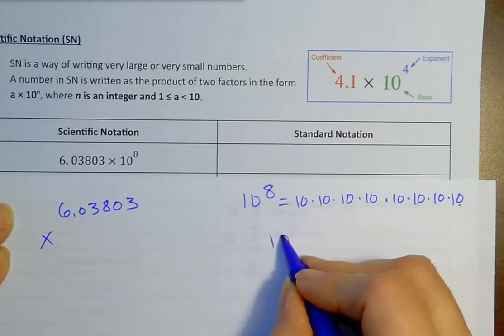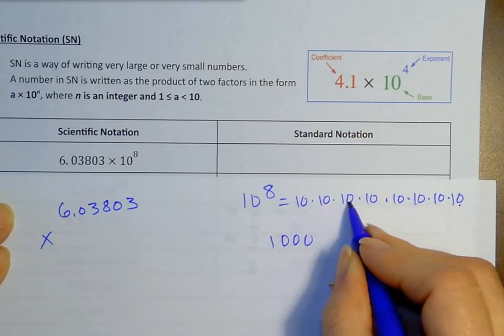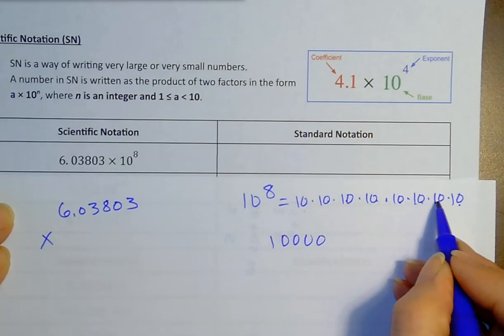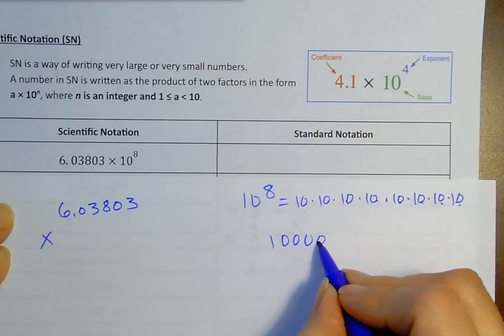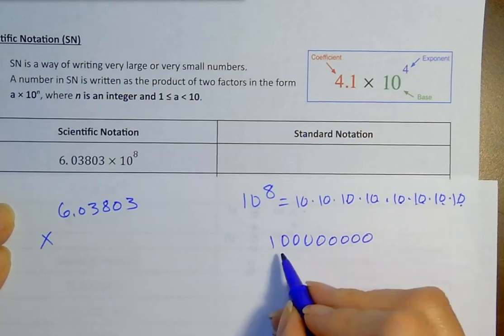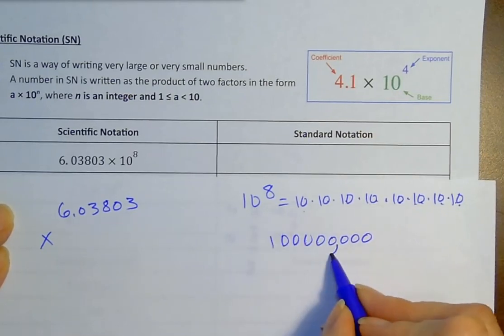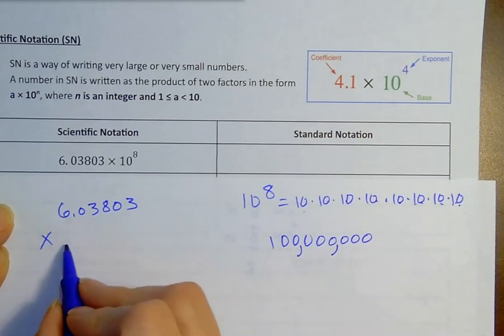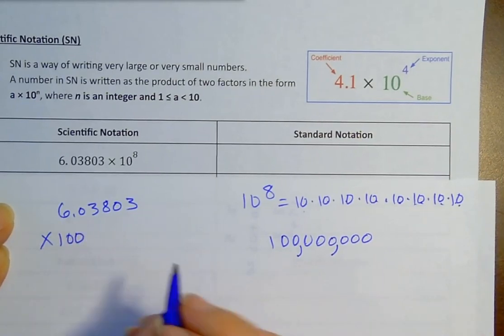So that is 100, 1,000, 10,000, and so on: 1, 2, 3, 4, 5, 6, 7, 8. Right? So 10 to the 8th is this big number here. It is 100 million. If I want to, I can write this all out humongous like.